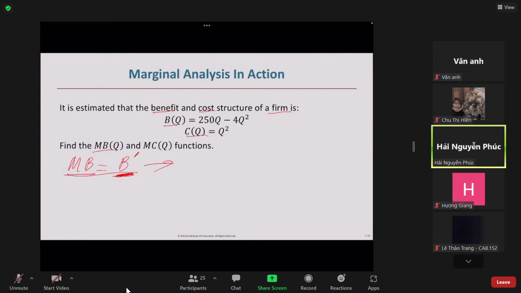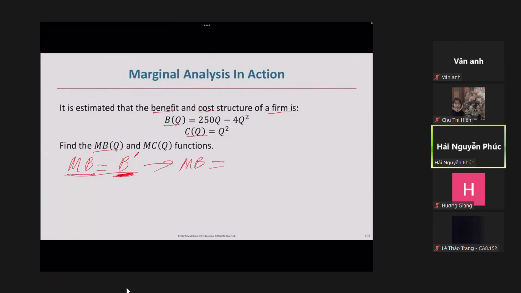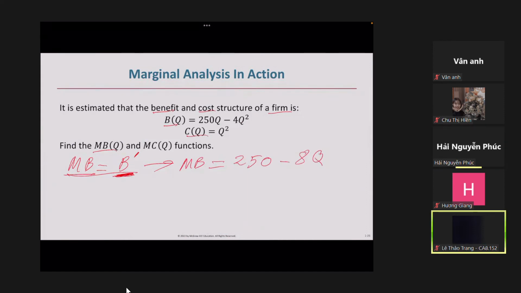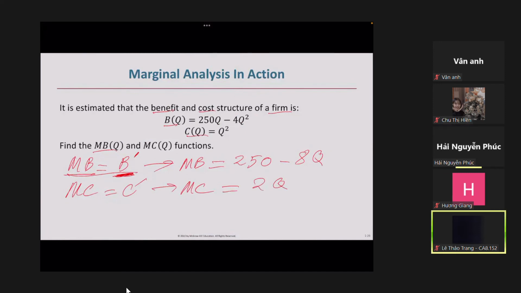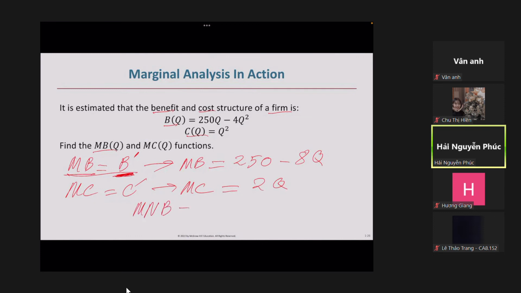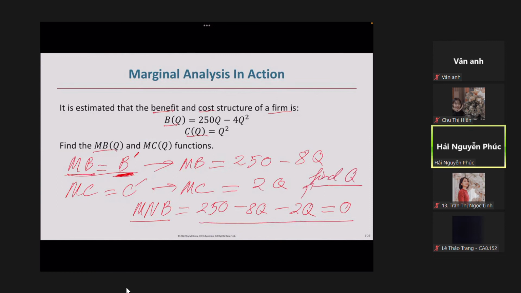Okay, so we plug in, and we have MB equal to 250 minus 8Q. The same is true for the marginal cost. It is the derivative of the cost function, and we have MC equal to Q. So the marginal net benefit is equal to MB minus MC. We achieve the goal of maximizing the net profit when MNB equals 0. We solve this equation and find the quantity of output that gives us the maximum net benefit. Understand?